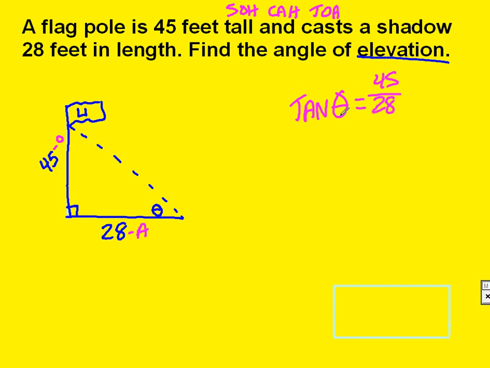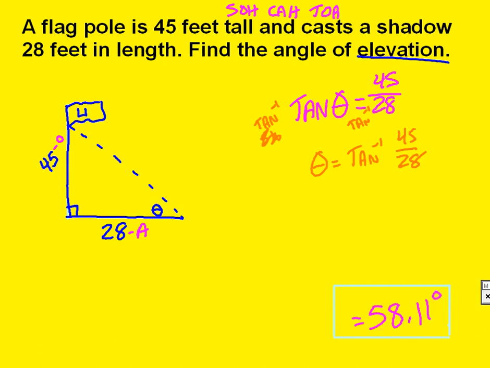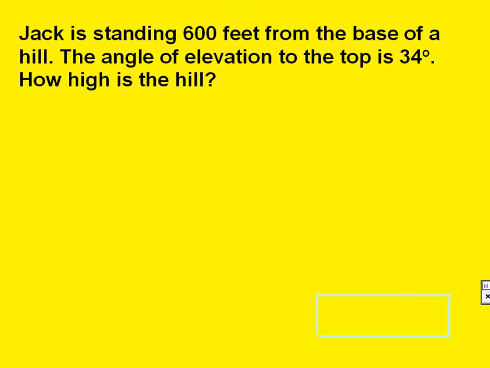Now, I'm finding an angle. That's what I need to do. Anytime I'm finding an angle, that's when I need to take the inverse, not sine, the inverse trig function. In this case, the inverse tangent of both sides. So that means that my answer is going to be whatever the inverse tangent of 45 over 28 is. And when you plug that into your calculator, if you're in degree mode, you should get 58.11 degrees.